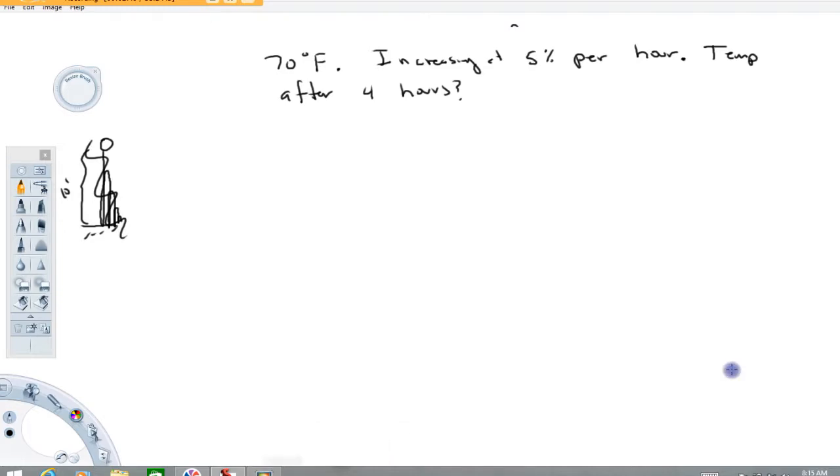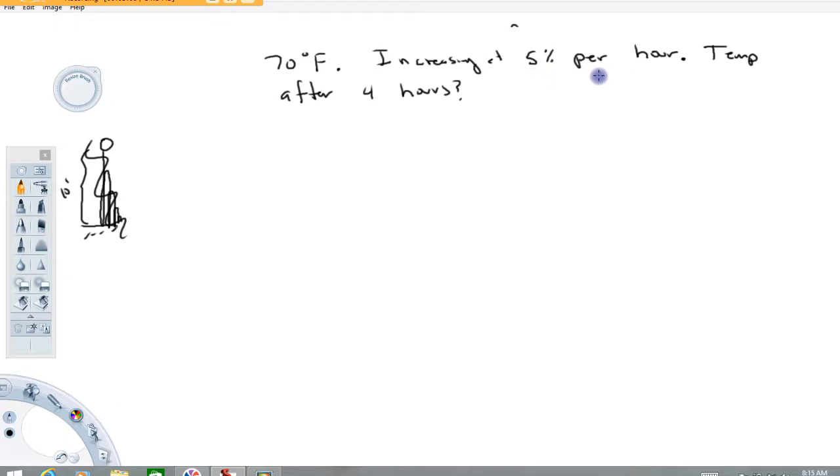Alright, I'm back. And the next one is about a water spa. I shortened it up quite a bit, but basically we have a spa that's starting at 70 degrees, and it's increasing at 5% per hour, not 5 degrees per hour, 5% per hour. Find the temperature after 4 hours.